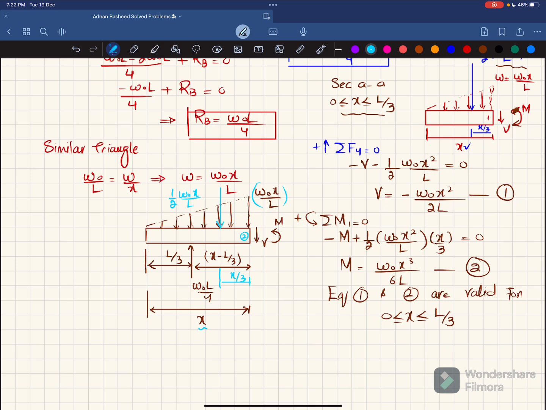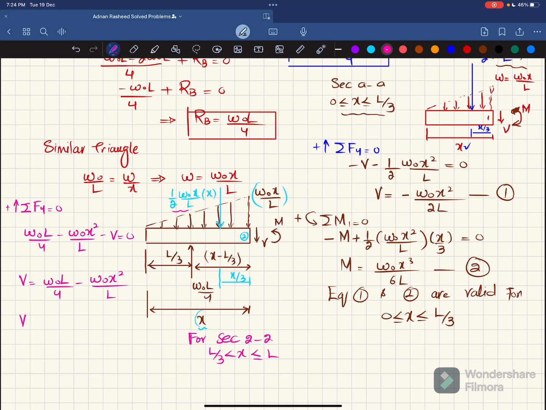Now we'll find this by using the equation of equilibrium. So the first equation of equilibrium is that sum of all forces along y direction must be equal to 0, and upward force is taken as positive. And remember that this is for section 2, and here x is greater than L by 3 and less than or equal to L. Clear? So W naught L by 4 which is acting upward, clear, minus this load which is downward, minus 1 over 2 into W naught X over L into the length over which that acts, that is X. So it will be W naught X square over 2L, and the last thing is minus V is equal to 0. So from here V will be equal to W naught L by 4 minus W naught X square over 2L.